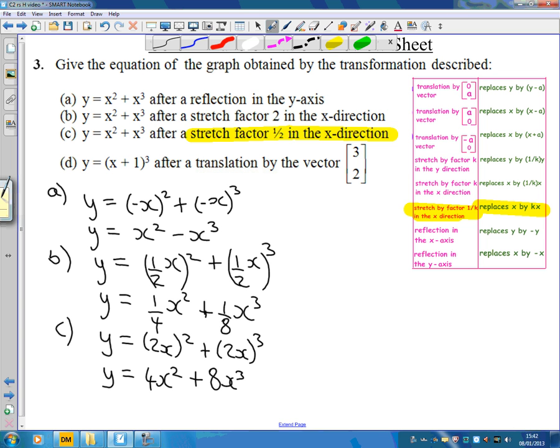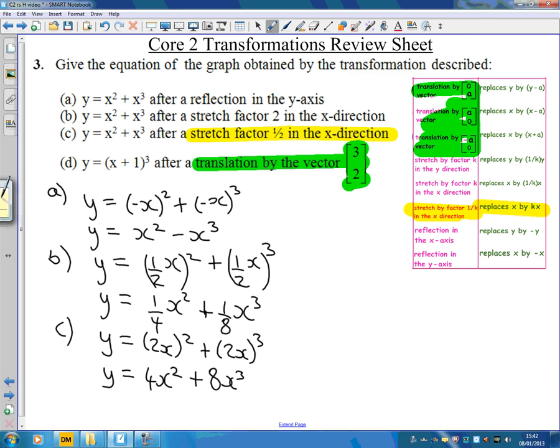And on to the final one, D. Right, this time we've got a slightly different graph. Y is x plus 1 cubed, and we're going to translate this by a vector. So, translating by vectors is adding and subtracting numbers. So we're going to do our translations, which is this area in our table.